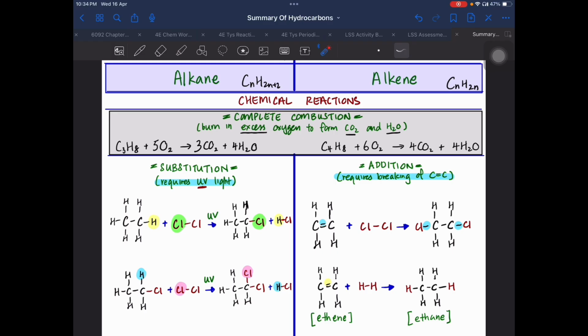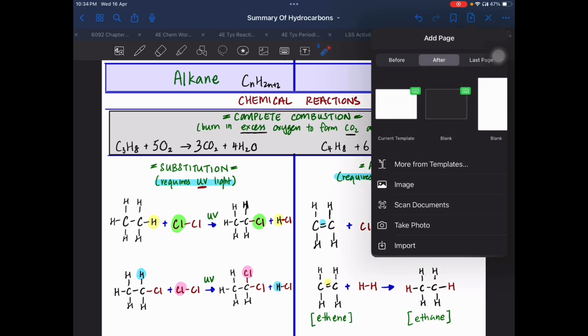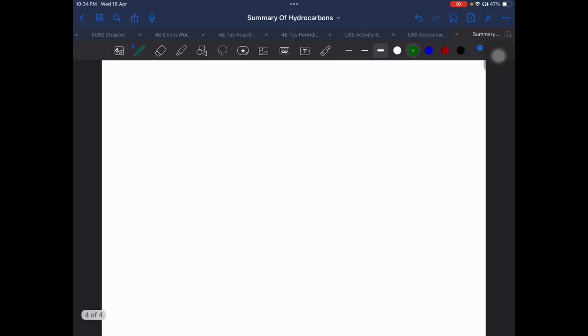On the other hand, addition. Addition is about breaking the bond of the CC double bond, and then accepting new members in, and that's how you form the other chemicals. Right? And one final bonus page. Now, in alkane and alkene, this is all you need to know in terms of the comparison.